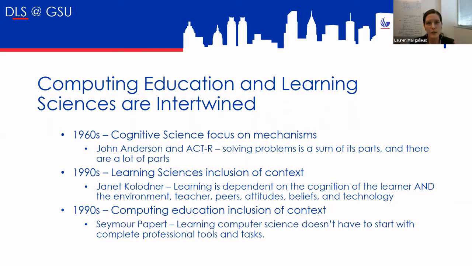And basically his conclusion from that is that if you're teaching problem solving or learning problem solving, everything's just a step-by-step process. And problem solving is just a sum of these different parts. So if you can learn all the parts, given that there's a lot, you can solve problems. In the 1990s, both learning sciences and computing education finally had enough of this mechanisms-only approach. Not to say that mechanisms aren't important or that breaking down problems to learning the pieces of them is an invalid approach, but learning sciences wanted to focus on the inclusion of context.